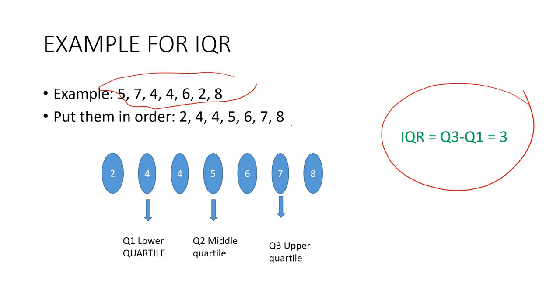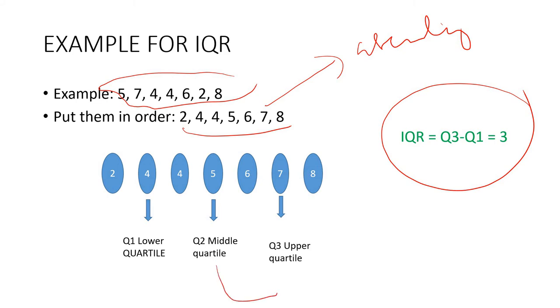Then we will arrange them in ascending order. You need to arrange them in ascending order to find the IQR. Then you will get 2, 4, 4, 5, 6, 7, 8. I have arranged it in this way. Then Q1 is the lower quartile, and there are 3 points: Q1, Q2 and Q3. Q2 you understood, it is the median, the middle value.